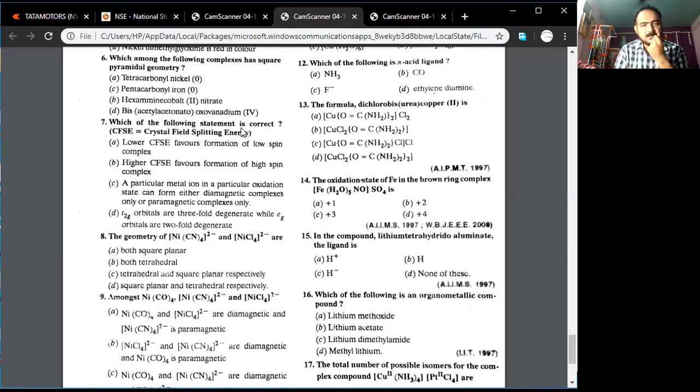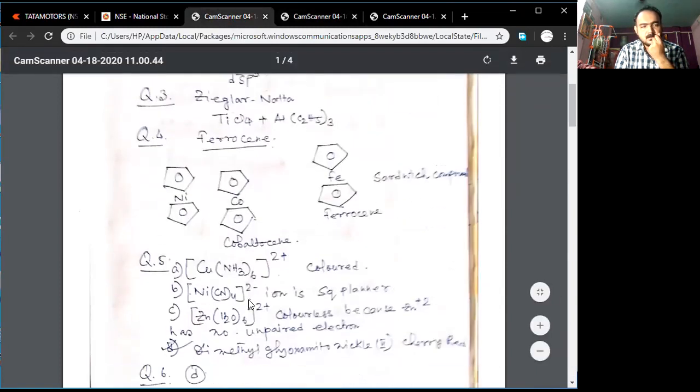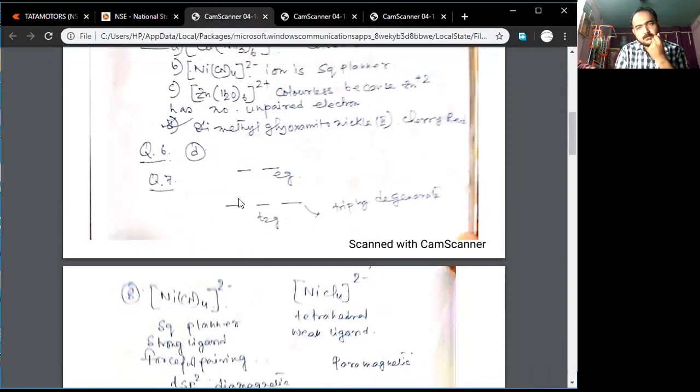Which of the following statements is correct about the crystal field splitting energy? Now, if you remember my CFT lecture, we discussed that in an octahedral ligand field, the 5 degenerate d orbitals get split into 2 types of orbitals. One is T2g, another is Eg. So the T2g becomes triply degenerate.